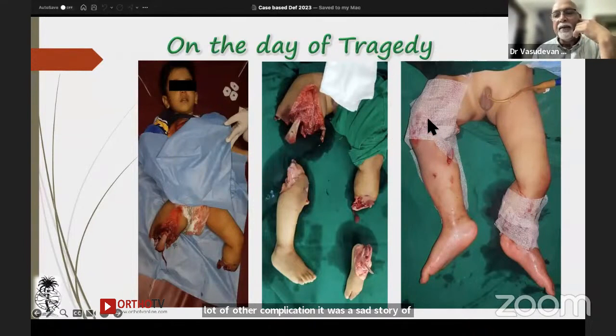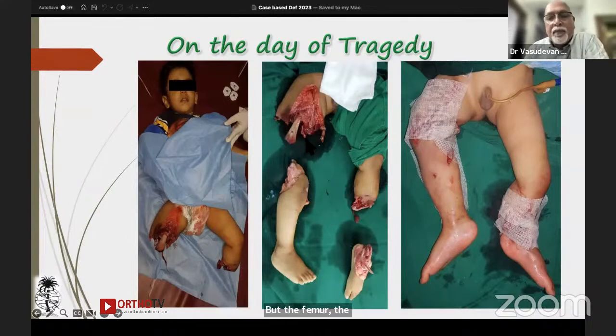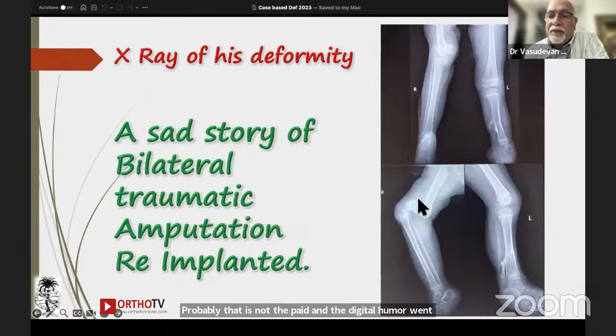So they re-implanted it. Most probably they must have done the femoral artery graft, but when you do a femoral artery repair, the thigh part has no blood supply from the femoral artery. It must get it from the profunda femoris. Probably that was not repaired, and the distal femur went in for AVN. And that is why the distal femur was like this. The femoral condyle was a little bit different, and that is the reason for the AVN.